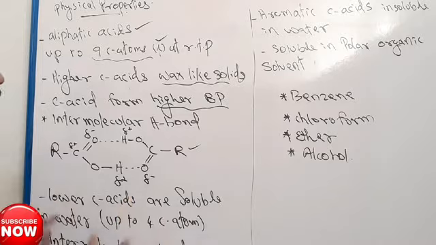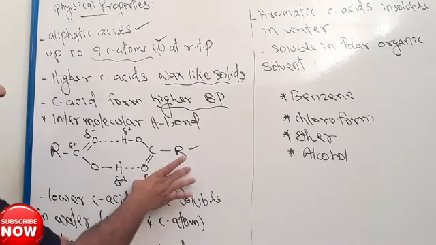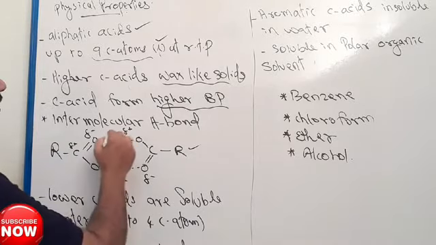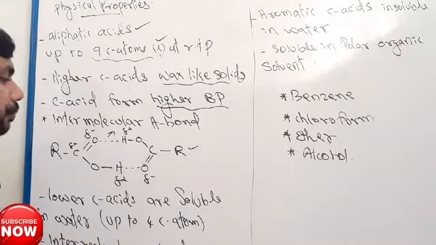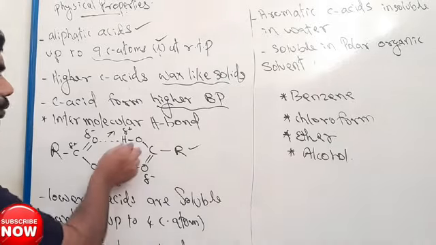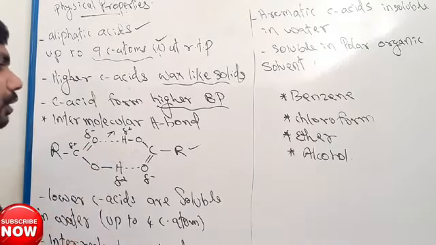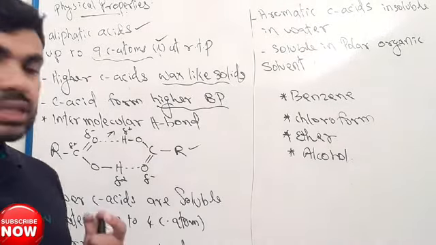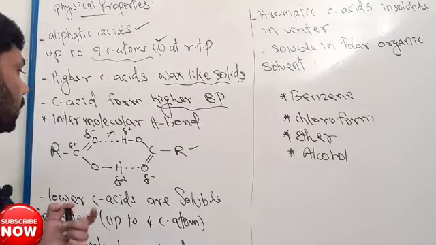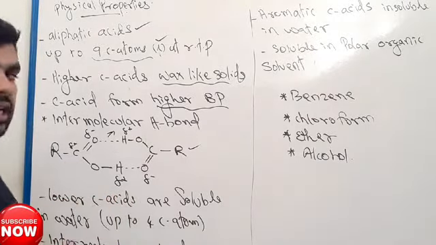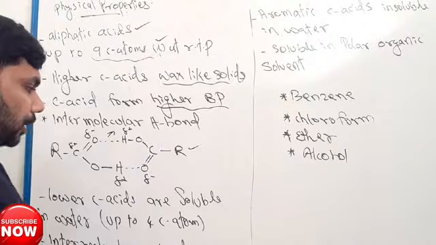This is one carboxylic acid, this is another carboxylic acid, and this type of bond, these are hydrogen bonds. Okay, electropositive hydrogen and electronegative oxygen form intermolecular hydrogen bonds. Because of this intermolecular hydrogen bond, carboxylic acid shows higher boiling point.